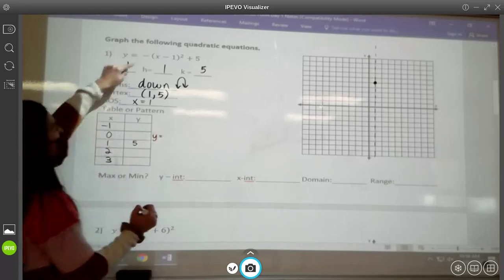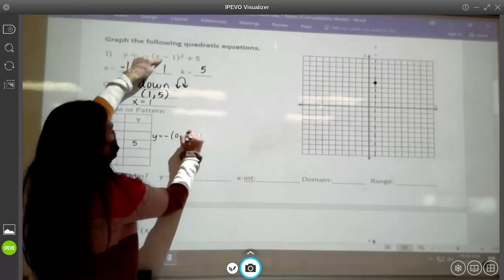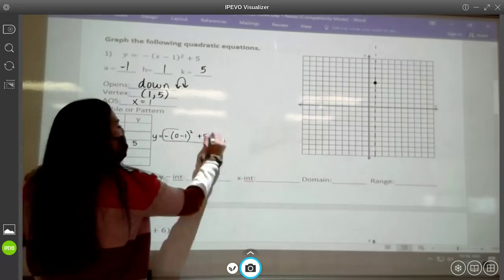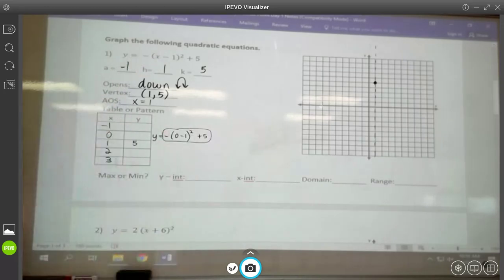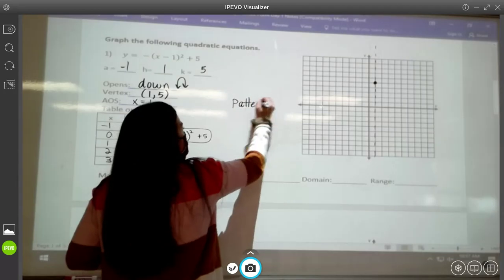It would be y = -(0 - 1)² + 5. If you plug that right into your calculator and hit enter, it does the entire thing for you. All right, otherwise, let's see if we can use the pattern, and then I'll tell you what the table became.